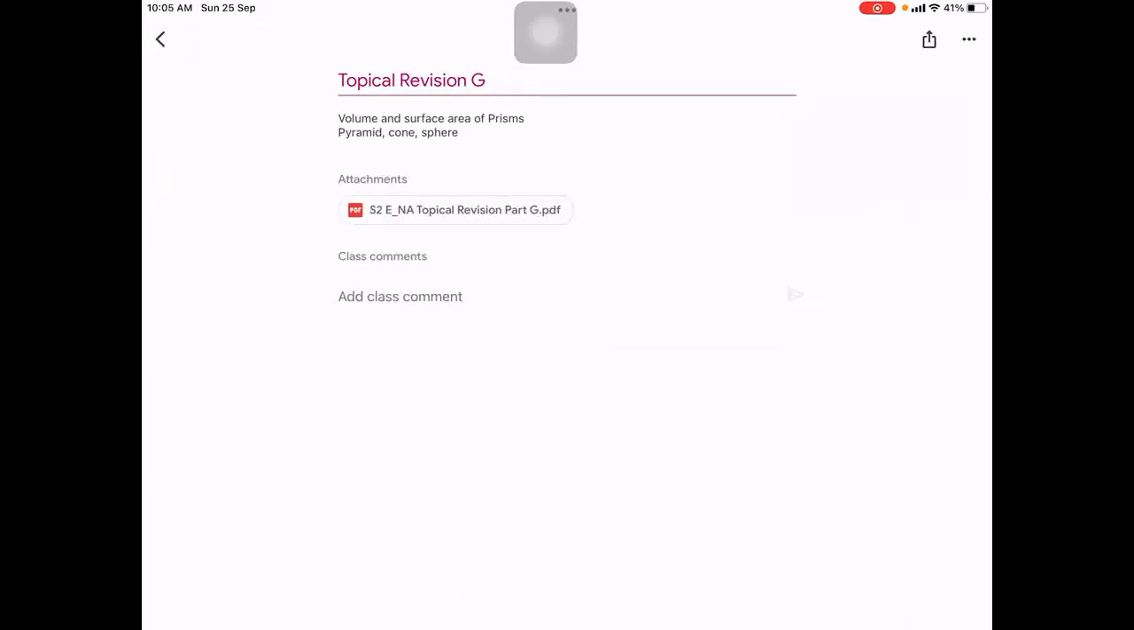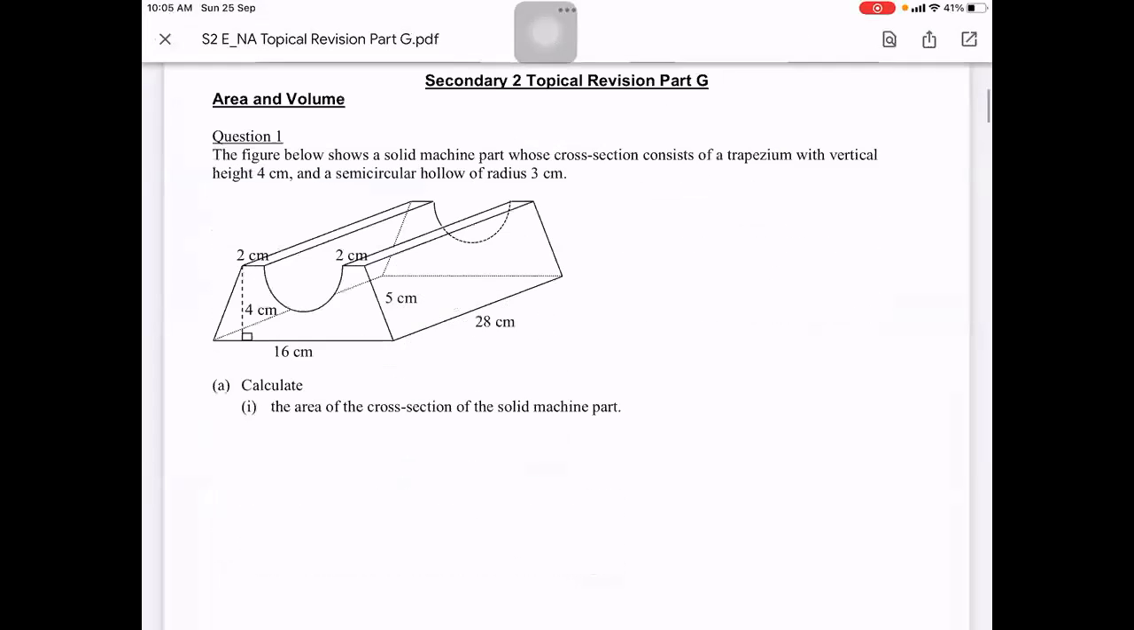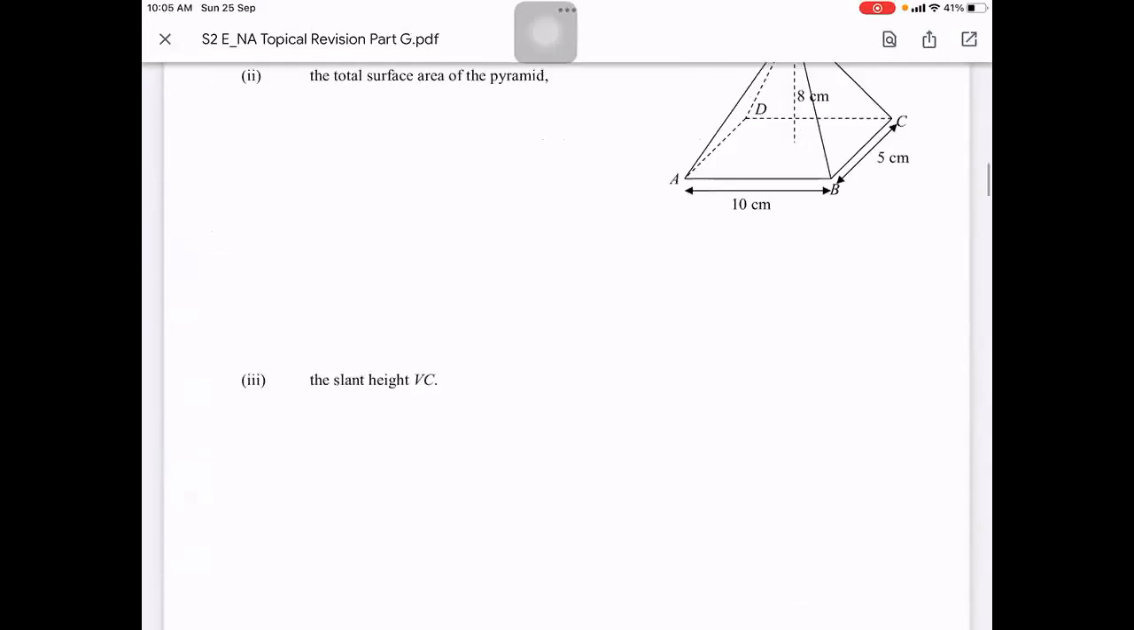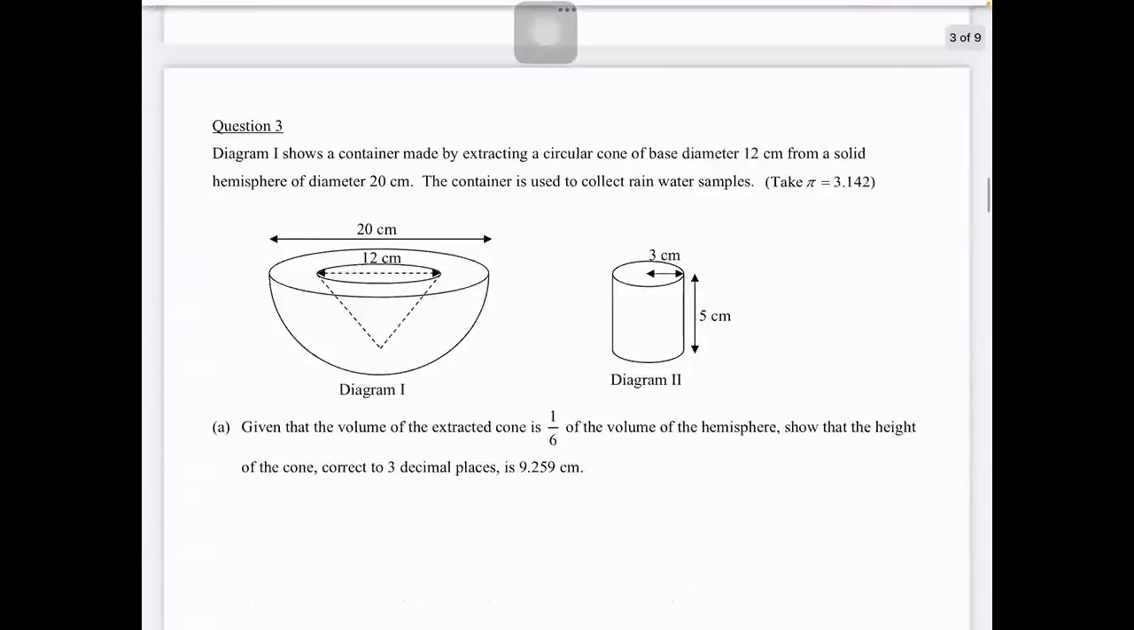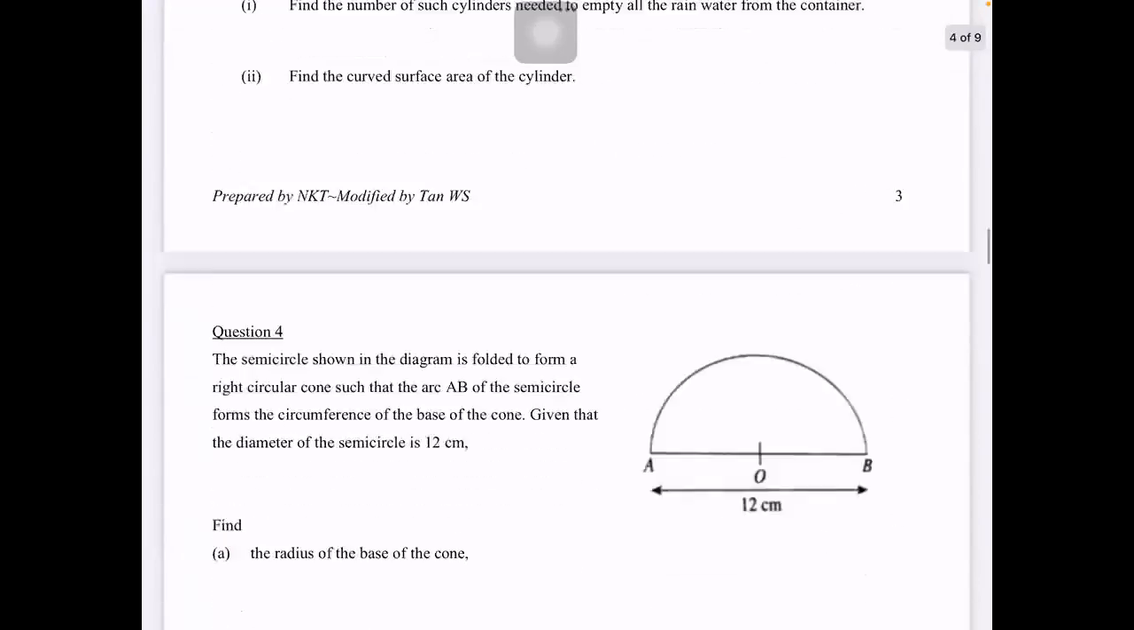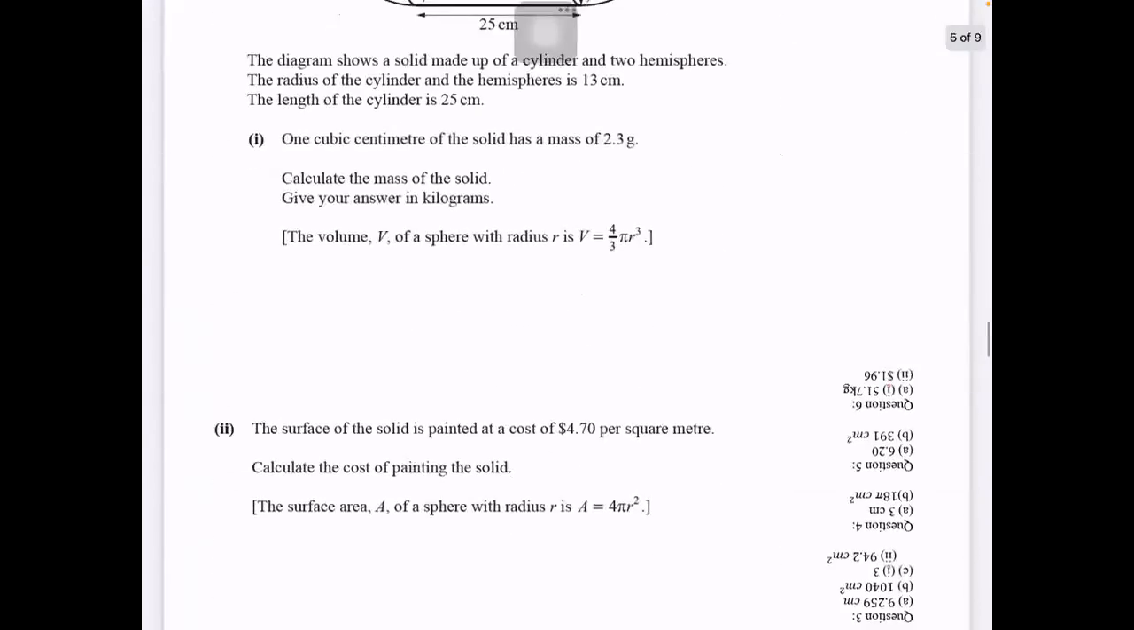Topical revision G is on volume, surface area, and pyramids. I'll try to do one question for pyramid today. Then cone, sphere, hemisphere, and cylinder. All these are in general more paper 2 questions, but it can be a mix.